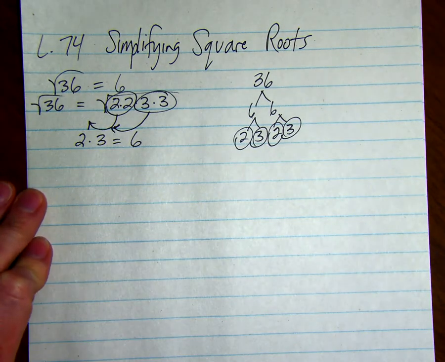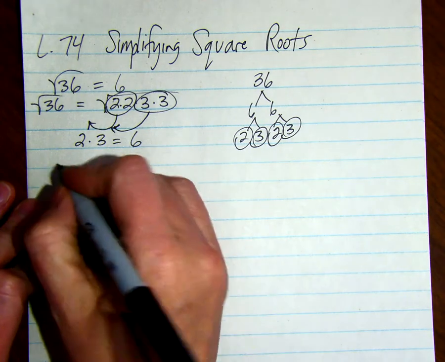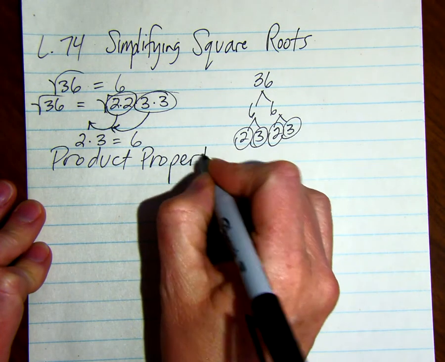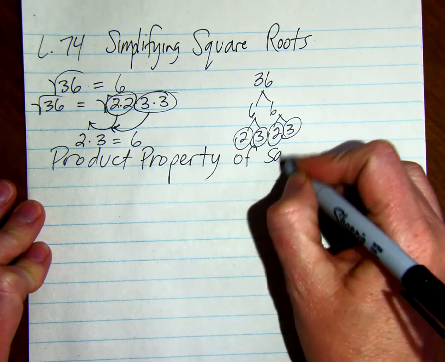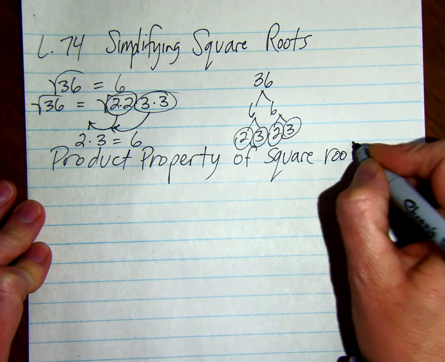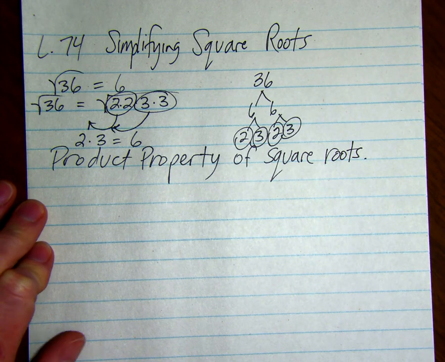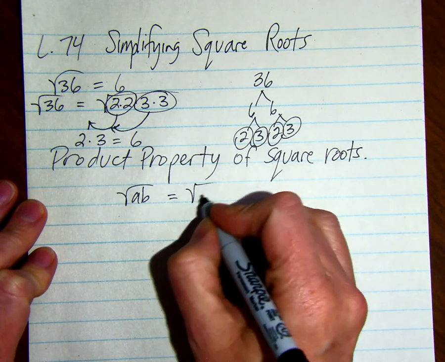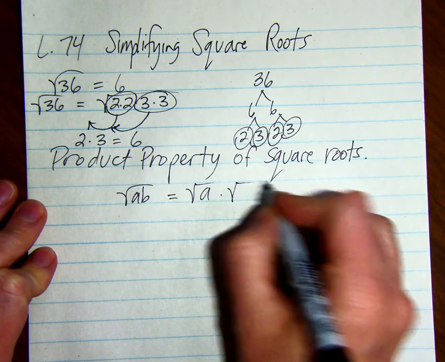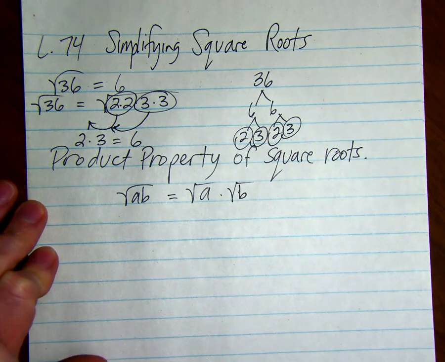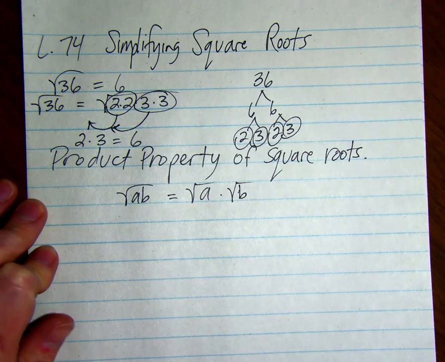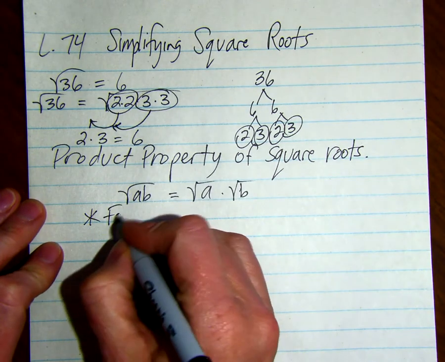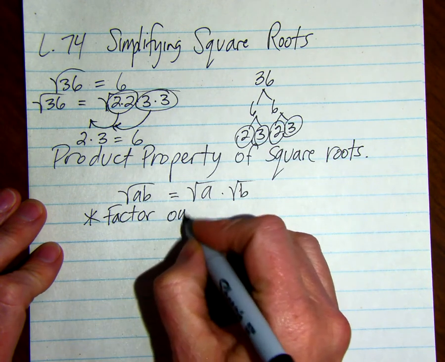We have what's called the product property of square roots. That just says that if you have the square root of a product, that's equal to the product of the square root of each factor. So the key is to factor out perfect squares.